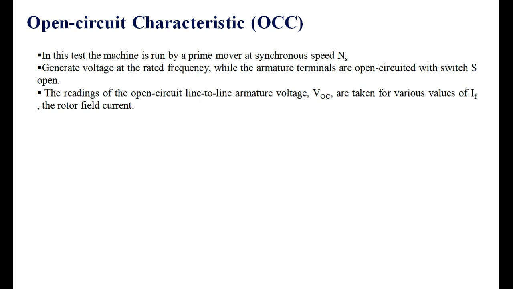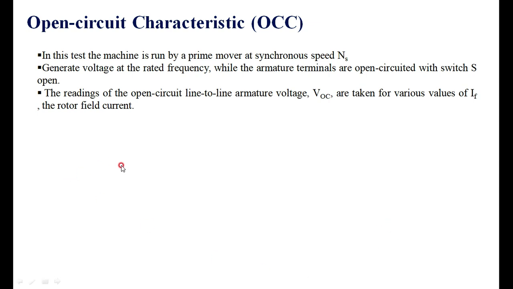The same thing is explained here. In this test, the machine is run by a prime mover at a synchronous speed, generating voltage at the rated frequency while the armature terminals are open circuited. I'll show you in the figure in which the switch S should be open. It means you are running the machine under no load condition, keeping the frequency constant, that is, the speed of the machine remains constant. The readings of the open circuit line to line voltage VOC are taken for various values of the field current, that is the rotor field current.